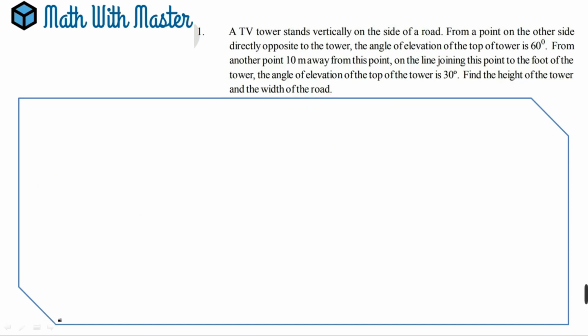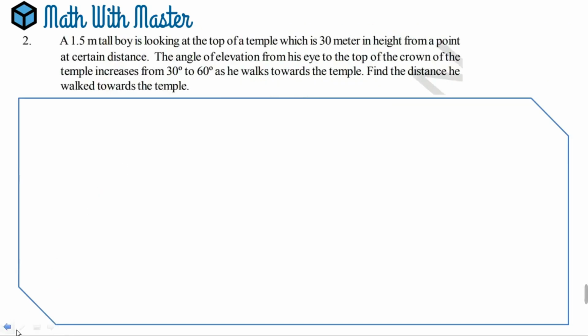So we will move towards the next question. This is the next question. A 1.5 meter tall boy is looking at the top of a temple which is 30 meters in height from a point at certain distance. The angle of elevation from his eye to the top of the crown of the temple increases from 30 degree to 60 degree as he walks towards the temple. Find the distance he walked towards the temple.